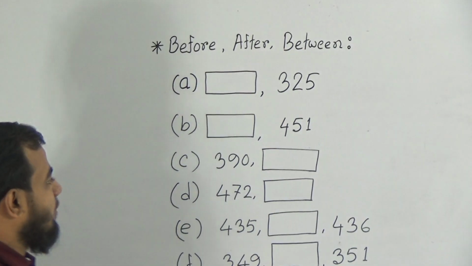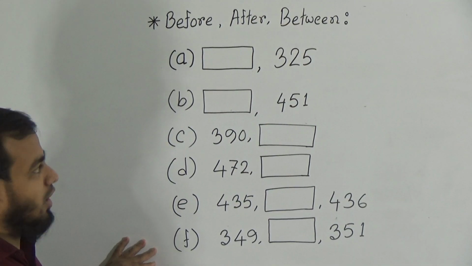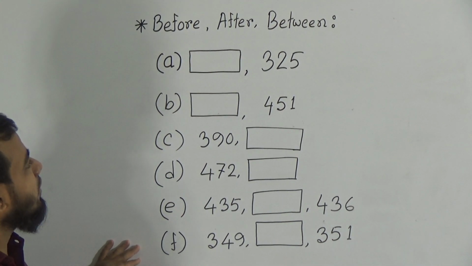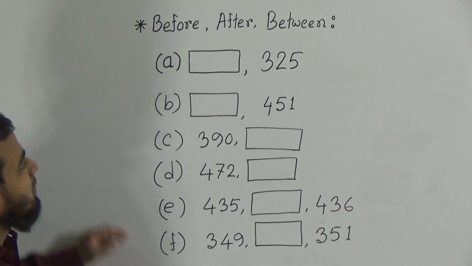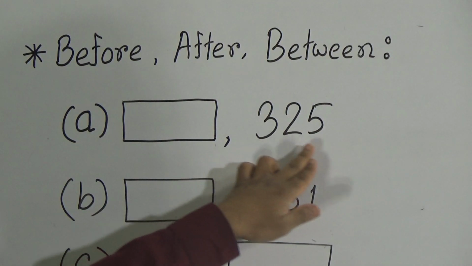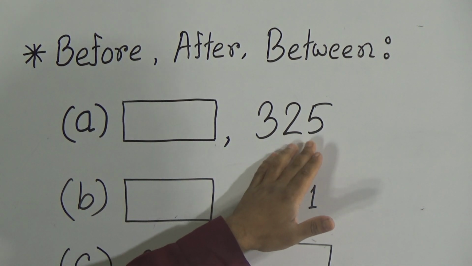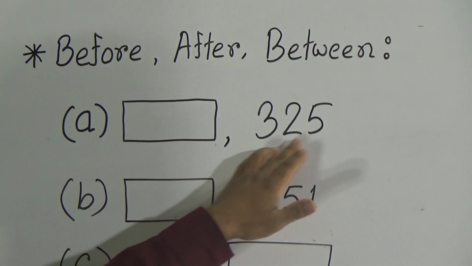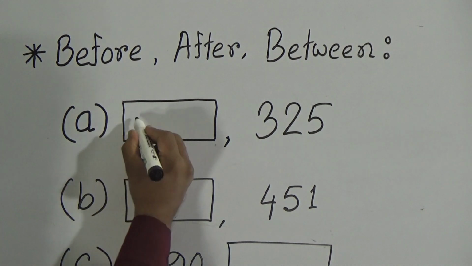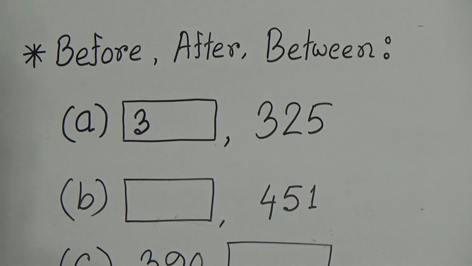I have written down 6 problems on the board, and today we will solve how to write the before number, after number, and between number. Activity A: the first one is blank, and the next number given is 325. You have to write the before number of 325. Since the hundreds digit is 3, it must be 300.